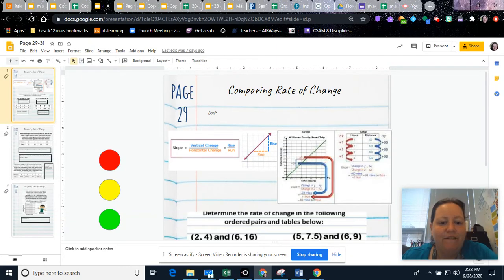Hey, I would like to take a few minutes and talk to you about pages 29 to 31. Today we'll be comparing rate of change, and that will be our goal as well. I can compare rate of change. So rate of change is another way of saying slope.